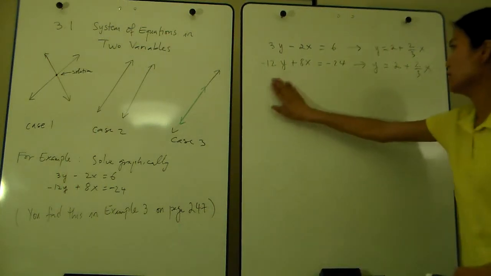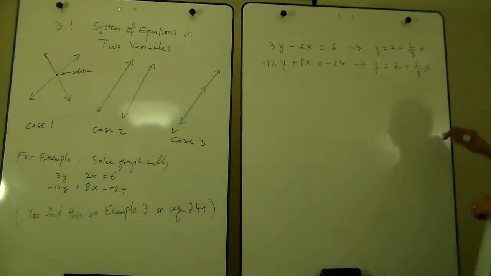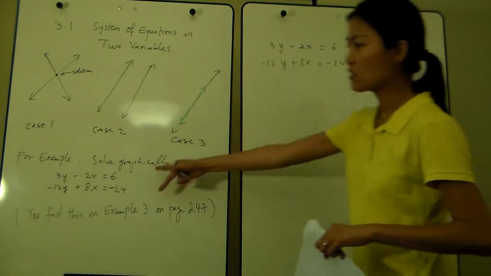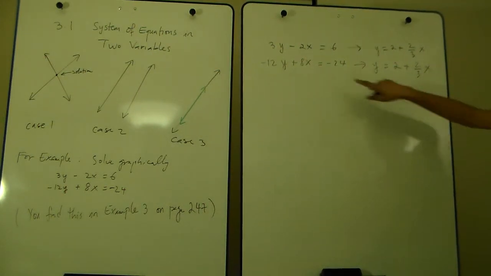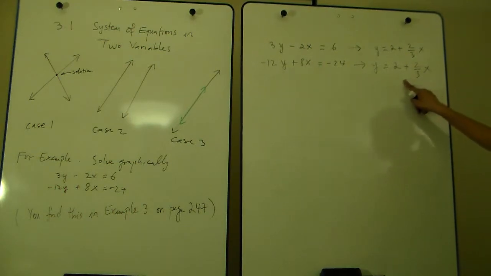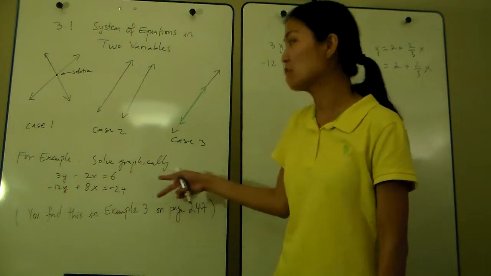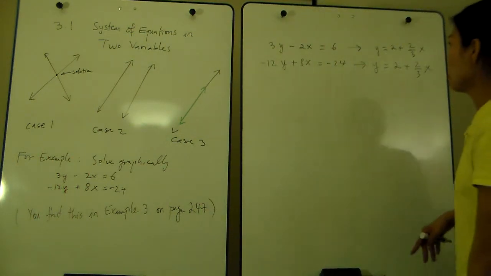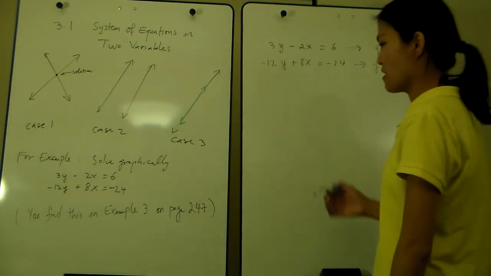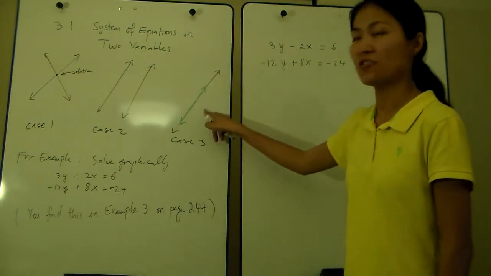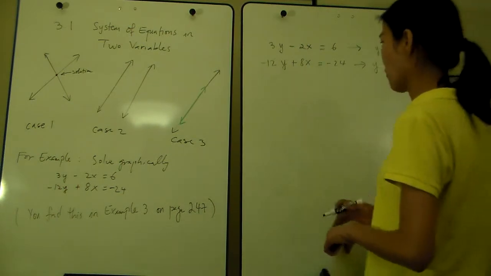Now, interestingly, if you look at this equation we just simplified, it turns out these two equations right here, after you simplify, look at that. They actually represent the same equation. They look different here, okay? They look different, but after you simplify, you actually get the same line. So that means they're going to overlap each other because they are the same line. So it's going to be case 3, okay?